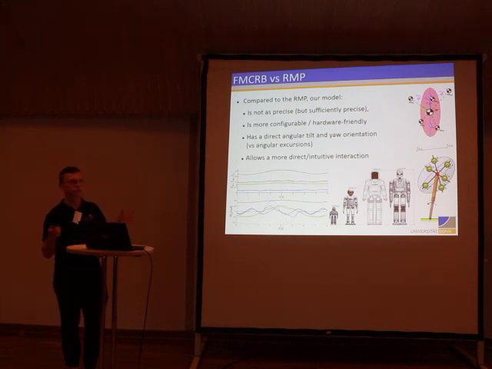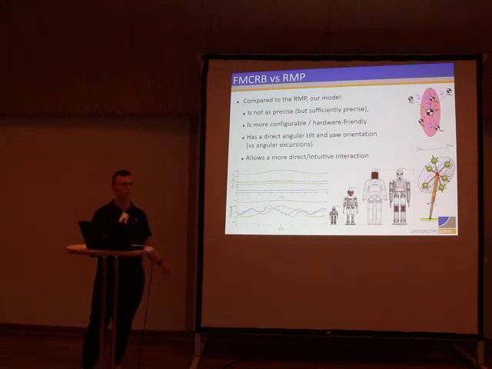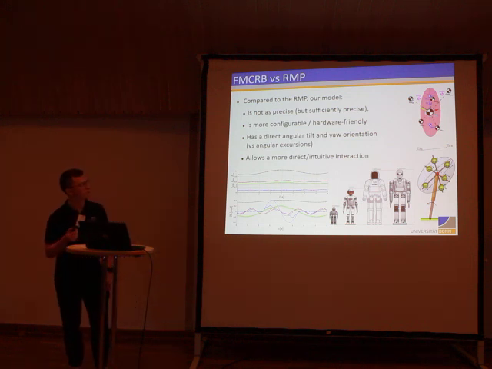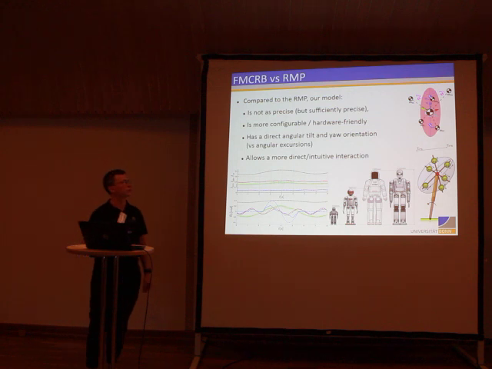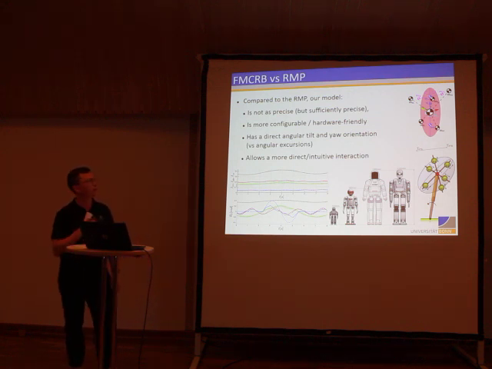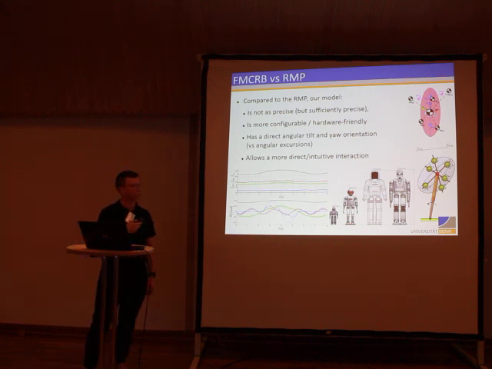There are often discrepancies between models and your hardware, so you can just basically change the mass distribution and account for that. And of course it allows a more direct and intuitive interaction. I move my mass here, and you know directly how your inertia changes. And one very good thing is you have a direct angular position from this tilt orientation and this yaw orientation versus the angular excursions that are used in the reaction mass pendulum.